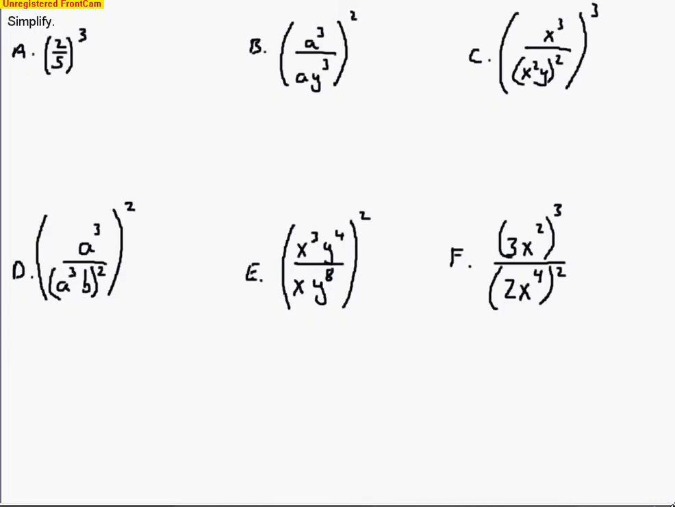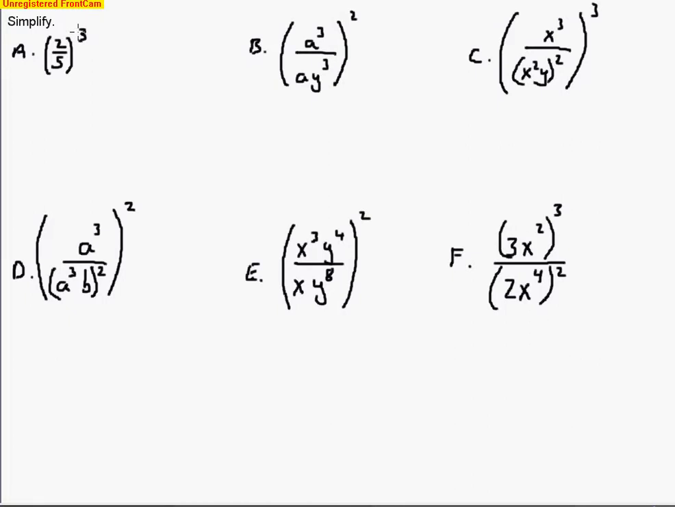Part 2 of today's lesson deals with the same division properties. However, we've got an extra power on the outside of a parentheses. So let's see what we end up doing on this first problem. Here we have 2 over 5 all to raise to that third power.